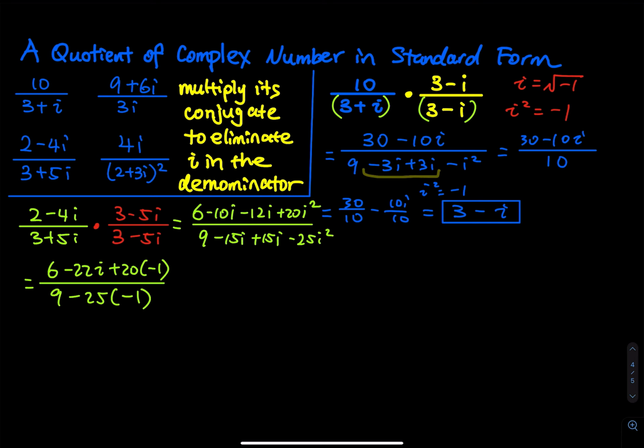And then what else? The top, you have 6 minus 20... that is equal to -14. So you have a -14, and then minus 22i. That is the top. And then the denominator, you have 9 plus 25, which is equal to 34, right?